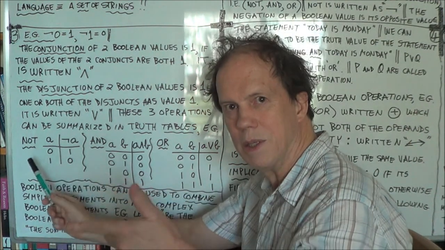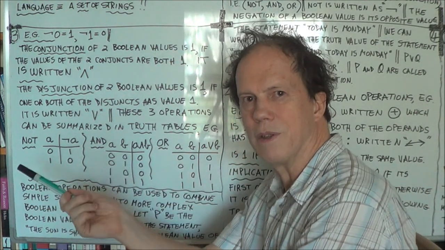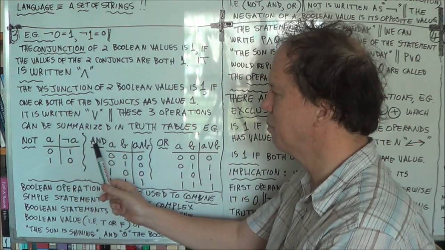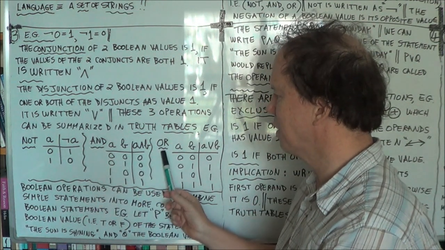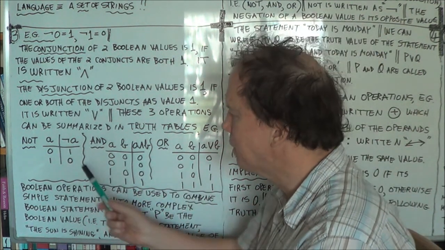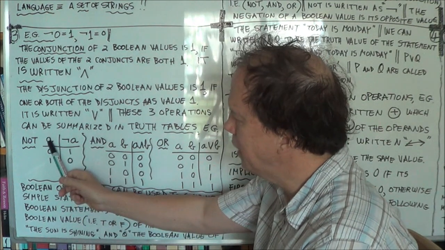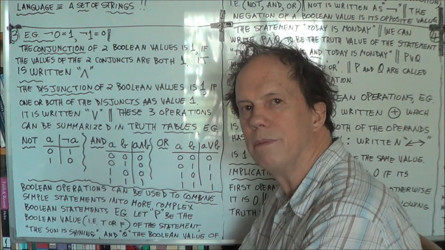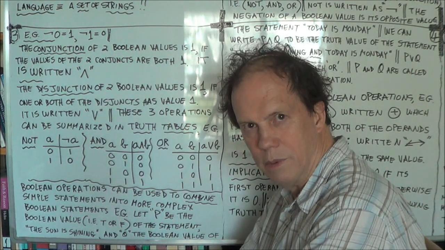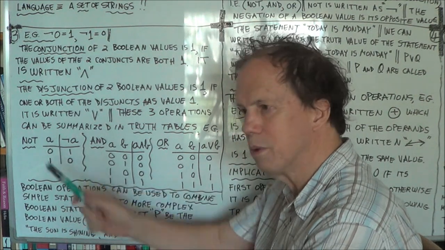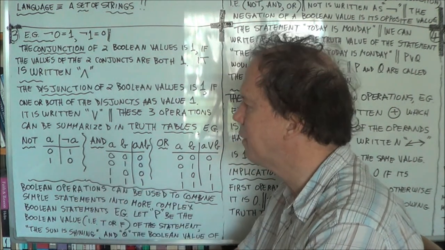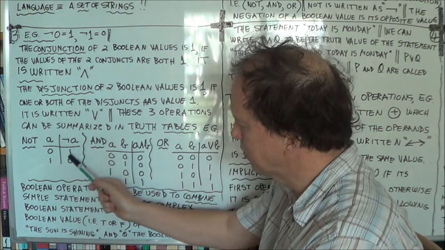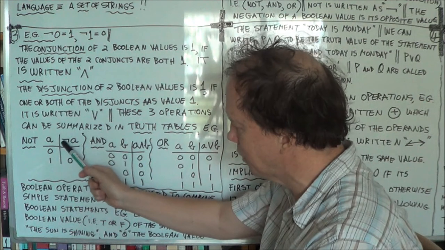To negate means to say the opposite of, to not it. Conjunction, put together, and disjunction, or, right? So let little a here be just one Boolean variable. So the value of this variable can be either true or false, or 1 or 0. Okay. Now if it's 0, and what's here is the result of notting.